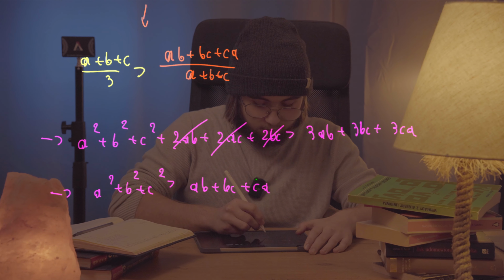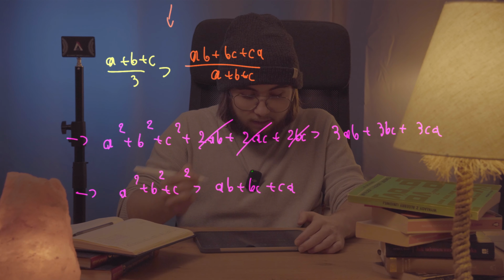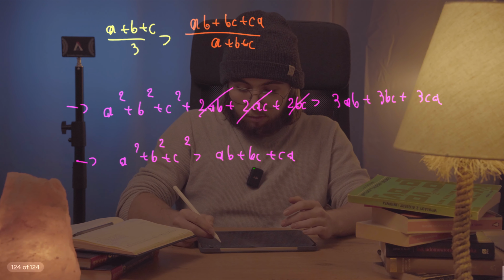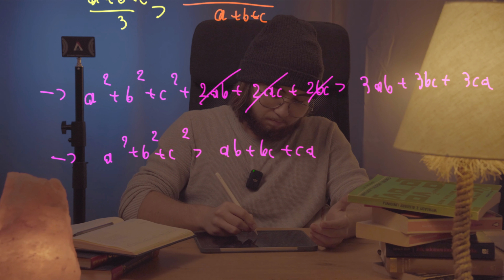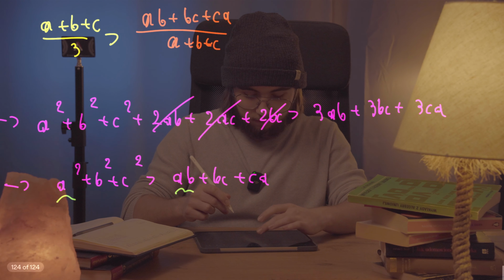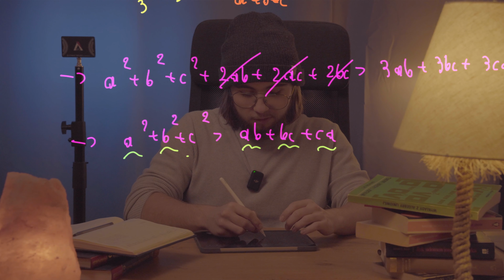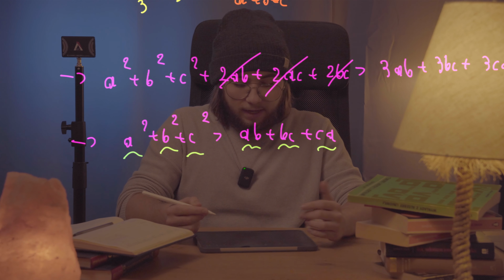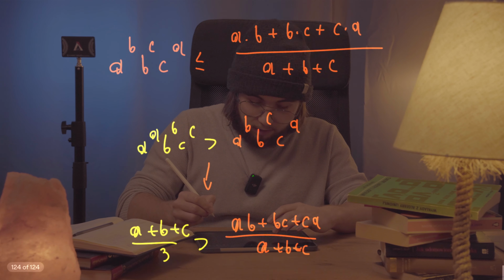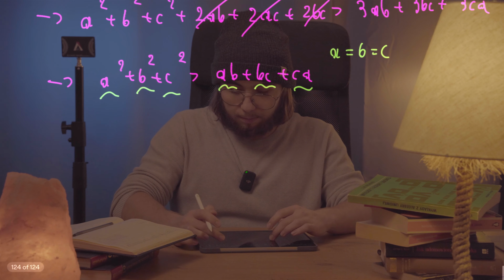Well, strictly greater. We see that those two sides cannot be equal to each other. That would only happen if ab were equal to a squared, bc were equal to b squared, and ca were equal to c squared. That would only happen if a, b, and c were all equal to each other, but we are given in the problem statement that they are distinct numbers, and so it will never happen.